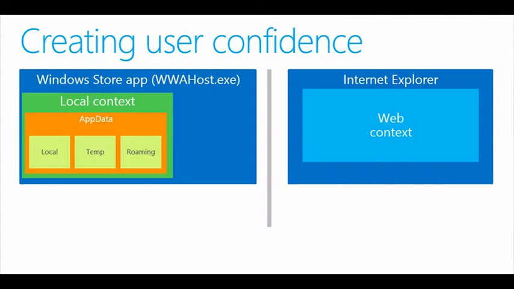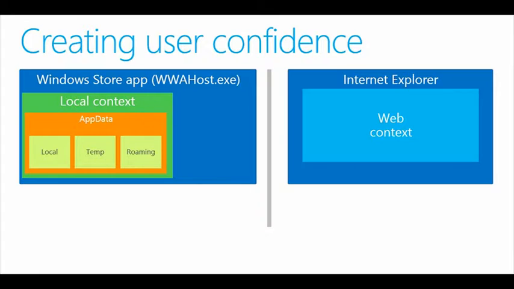Now, in the Windows Store app model, slightly different. You're writing code. First of all, it's in a different host. Even though you're using HTML and JavaScript, it's a different host. That's a different process name. The process name is wwahost.exe. Don't worry about it. That's just an implementation detail. You'll never have to see it.